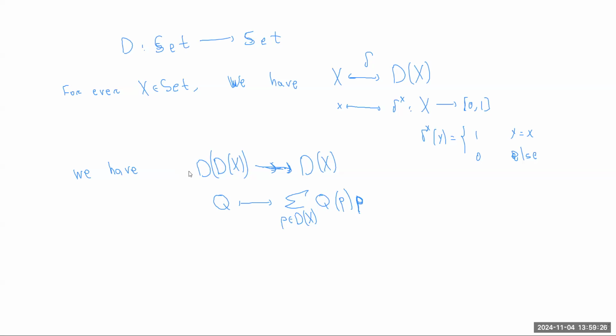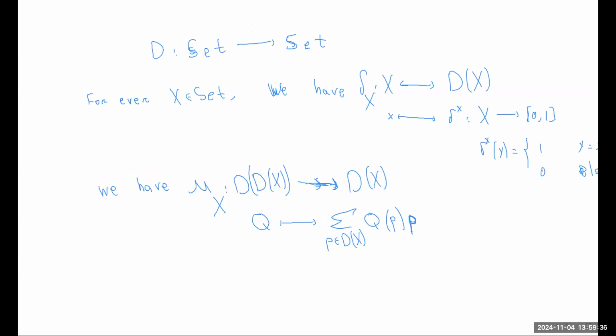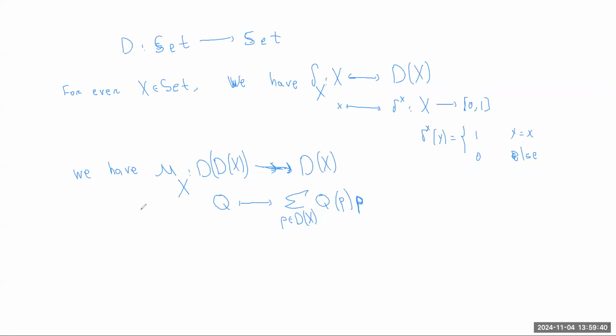Okay, we have these two maps. This is called mu X. Okay, this one is delta X. Sorry, let me write here delta X, and this is mu X. And in fact, these maps make D a monad. Okay, what does that mean? It has some good properties. First of all, are there some questions for now?